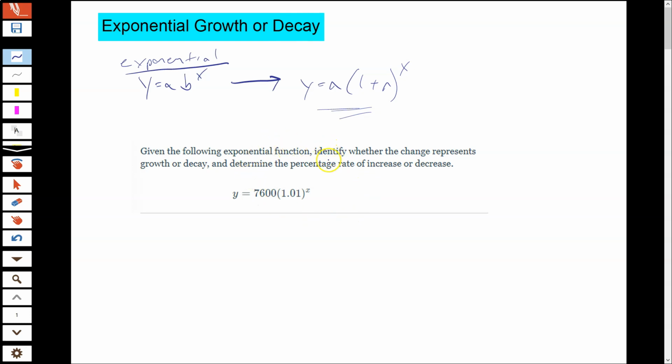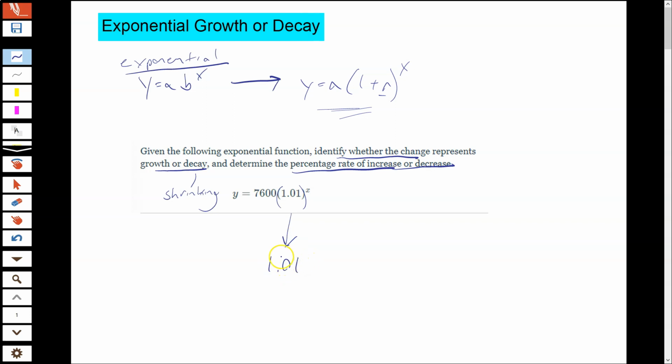The first little chunk of this assignment is pretty easy. So all I want to do is decide whether the change represents growth or decay. Decay, by the way, means like shrinking, getting smaller. And then determine the percentage rate. So in other words, we want to find that r. Okay. So the way we're going to do that is just look at that point, our b. And here our b is 1.01.